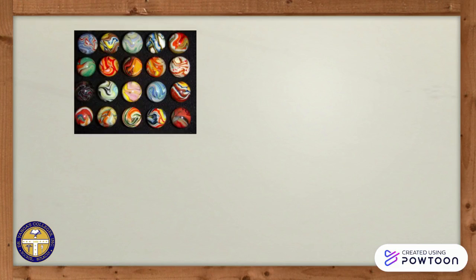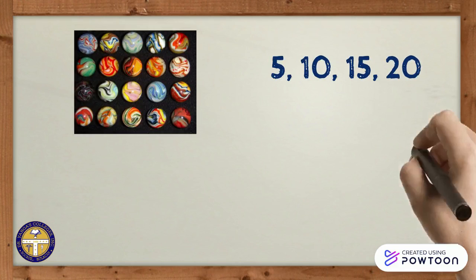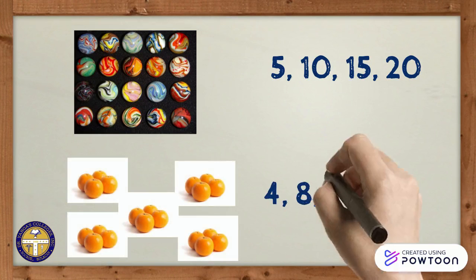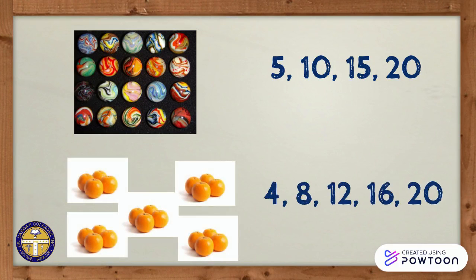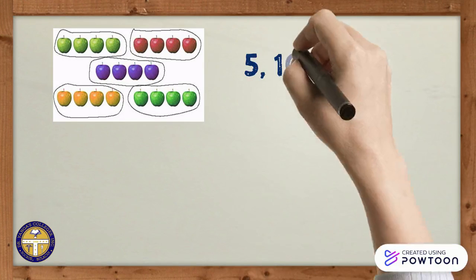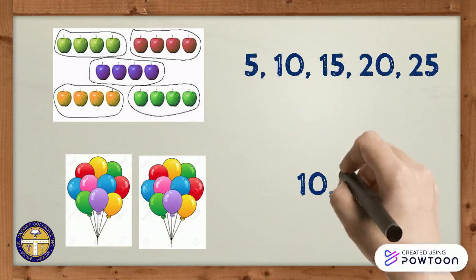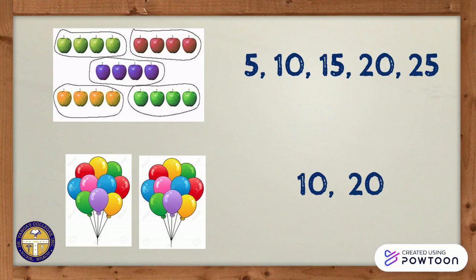Let us count the collections of each group. We have 5, 10, 15, and 20 marbles. We also have 4, 8, 12, 16, and 20 oranges. We also have 5, 10, 15, 20, and 25 apples. And lastly, we have 10 and 20 balloons.